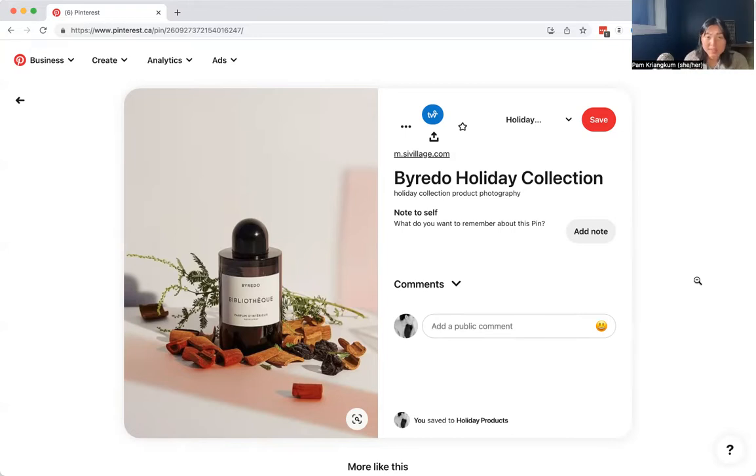I'm not sure if those are raisins, but there's cinnamon and maybe raisins or currant or something like that. So those warm scents and things like that.